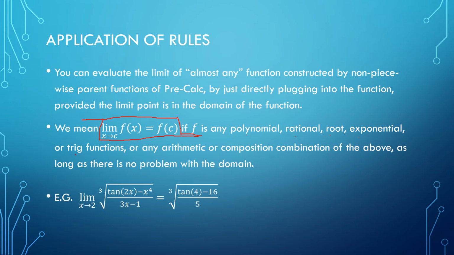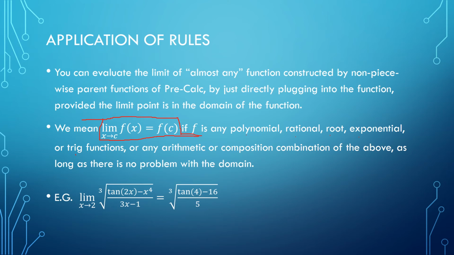Here's one example. What's the limit as x approaches 2 of this crazy function, the tangent of 2x minus x to the fourth over 3x minus 1? Well, obviously, I have no idea what the graph of this function looks like, but when x is near 2, since all of these functions are just pre-calc functions, you know, tangent is sine divided by cosine. Sine was a parent function listed in my rules on the previous slide.